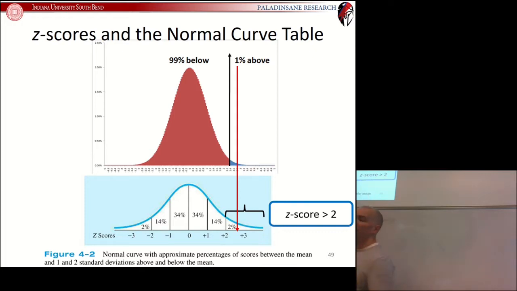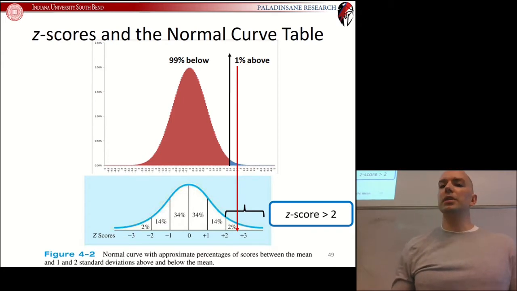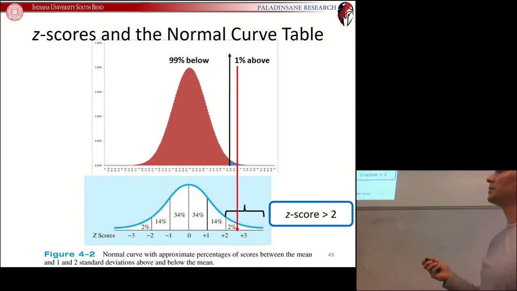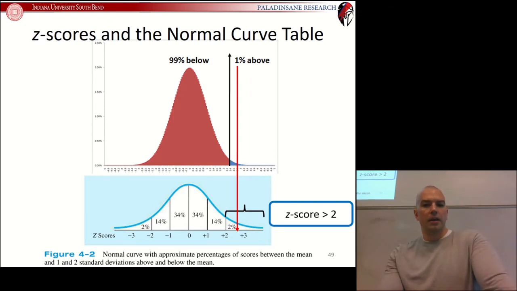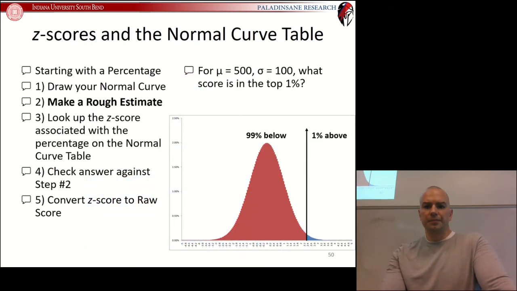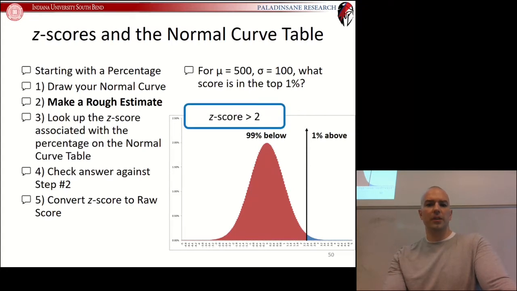That's our estimate. So we don't know what answer we're going to end up with, but the z-score that we find better be above a z-score of 2. Because a z-score of 2 will get you in the top 2%. So you got to go even better to make it into that top 1%. All right, so that's our rough estimate. We're looking for a z-score that's greater than 2. We have our drawing, we have our rough estimate.